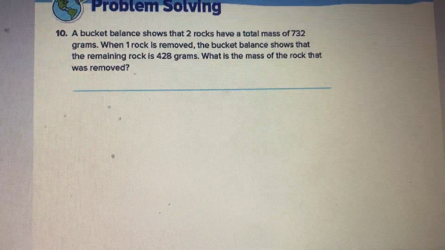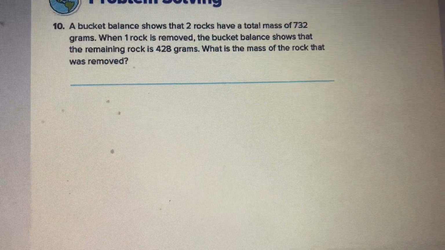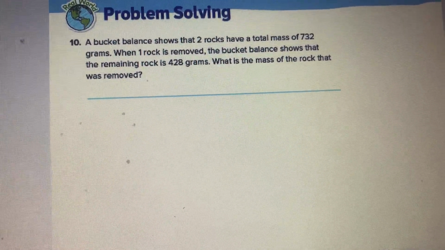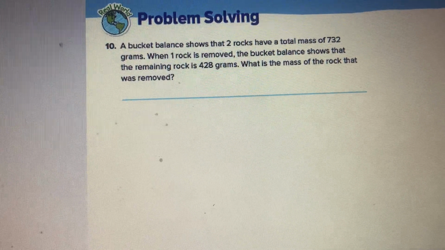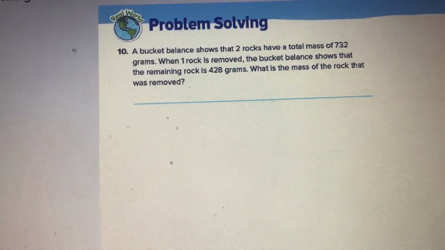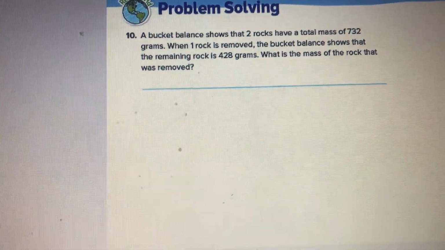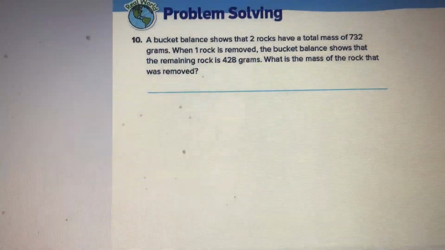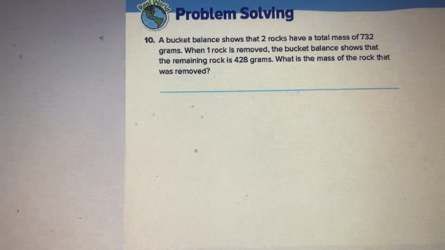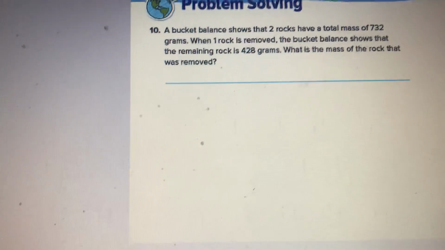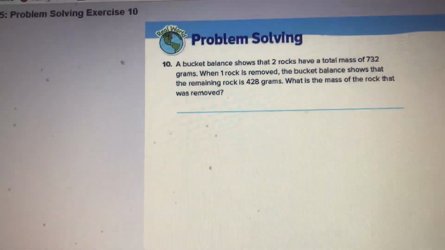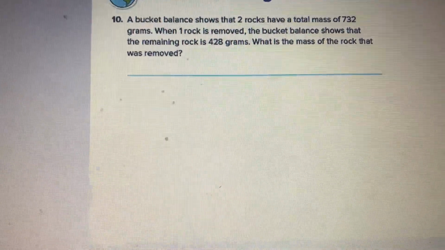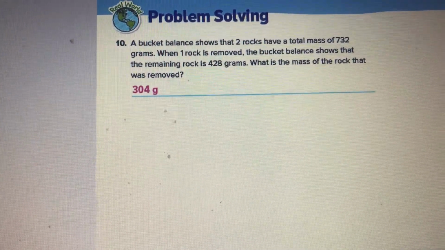Number 10. A bucket balance shows that 2 rocks have a total mass of 732 grams. When 1 rock is removed, the bucket balance shows that the remaining rock is 428 grams. What's the mass of the rock that was removed? Okay, if you needed to come up with a sentence, I think you would come up with 732 minus 428 equals rock, right? Equals one of the rocks. Okay, hopefully when you do those problems on the side, you come up with 304 grams.